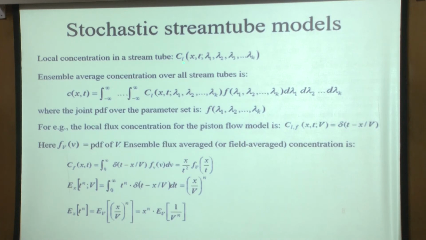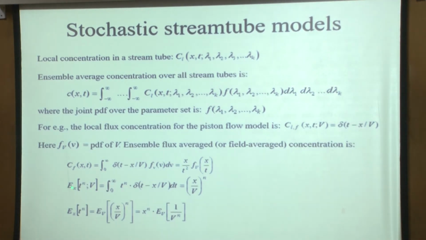If my local model is not very complicated, it's simply a piston flow model. That means at that location, all solid particles are moving with a velocity v. But this velocity v is changing from one location to the next stream tube, to the next location. It has a distribution over the field. Okay? So it's random. So f sub v, let's say, has a PDF. Then c sub f is given by this. And again, by a transformation, I can essentially write it in this form. So the flux concentration is in terms of the distribution of the velocity.